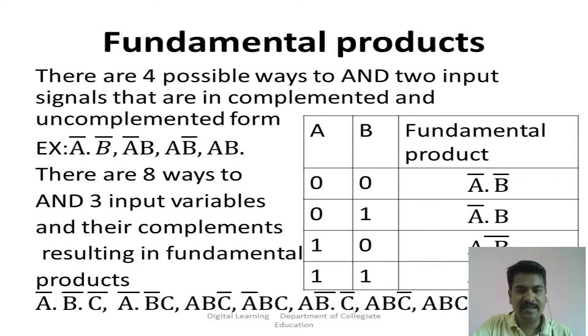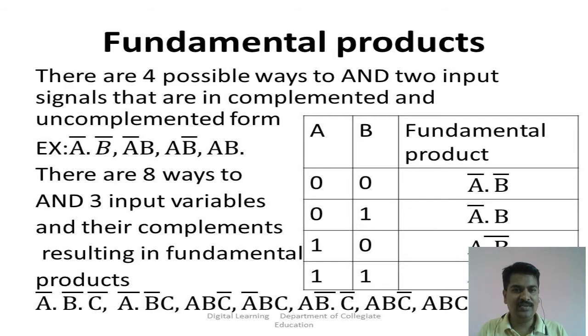How many possible ways can we do the product of three variables? These are the 8 possible ways: A bar B bar C bar, all complemented; A bar B bar C, two complemented; A B C bar, one complemented; A bar B C; A B bar C bar; A B C bar; and of course A B C. We are doing AND for the three input variables, and the resulting product is called the fundamental product.